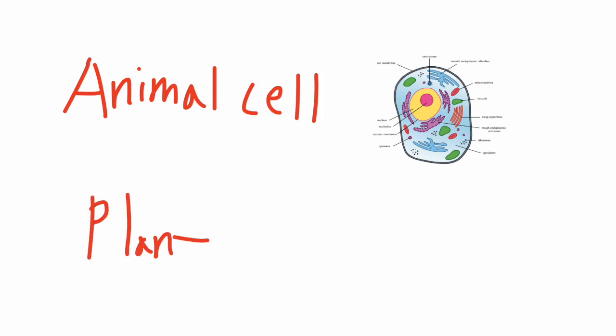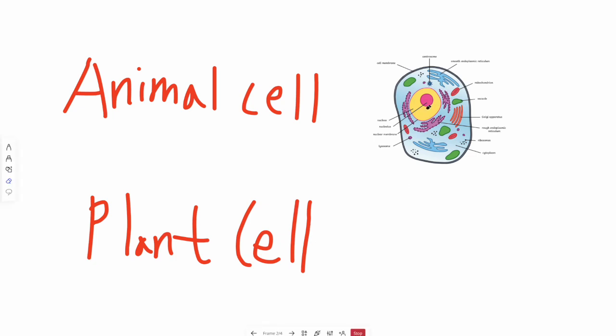The animal cell is different from the plant cell in a way that the plant cell has chloroplasts that allow them to make their own food, while our animal cells, we don't have such functions, unfortunately. Animal cells have cell membranes, plant cells have cell walls. Cell walls are more rigid, and it does not allow a lot of movement.